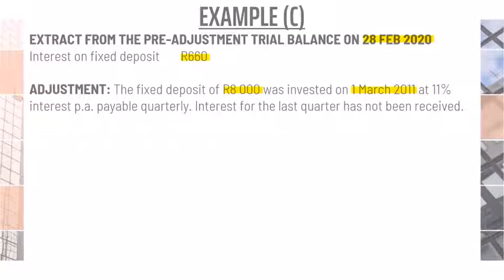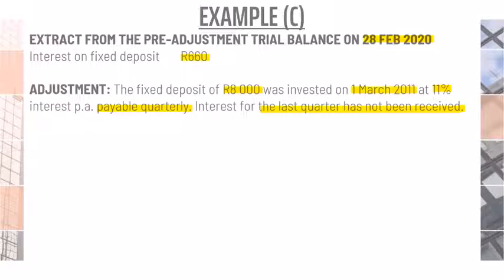The interest rate is 11% per annum and it's payable quarterly. Remember, there are 4 quarters in a year. Then it says interest for the last quarter has not been received. So what do you need to do? You need to go and calculate the interest value for 1 quarter and you have to go and record it as accrued income because we earned it, the money was in the fixed deposit, we just haven't received the physical cash from the bank.